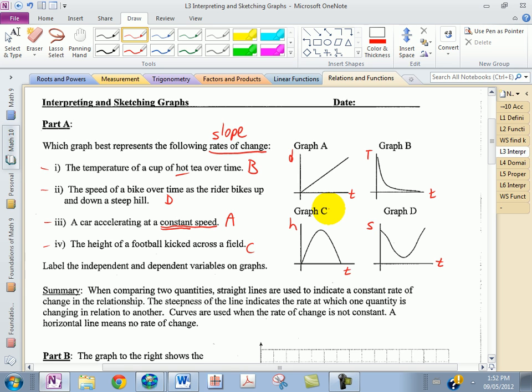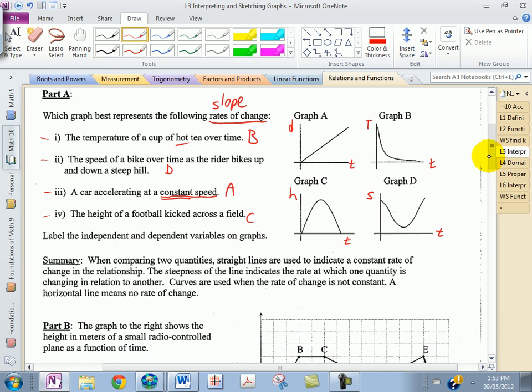What about the Ferris wheel? Couldn't you also put, instead of T on graph C, couldn't you also put D? Wait, no, then distance never goes down.